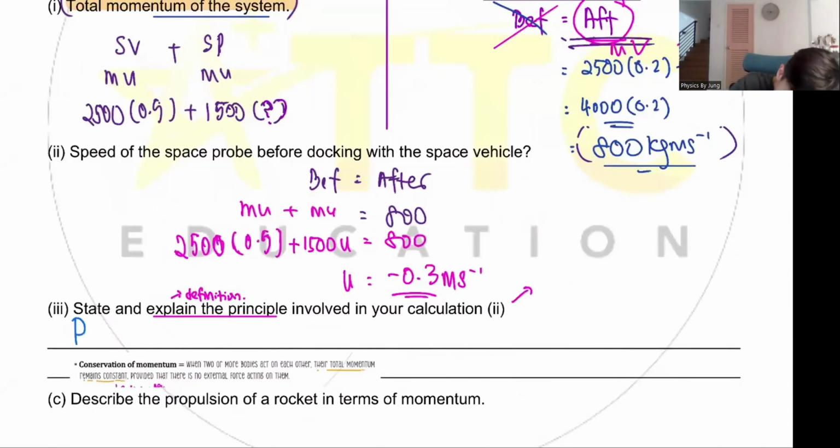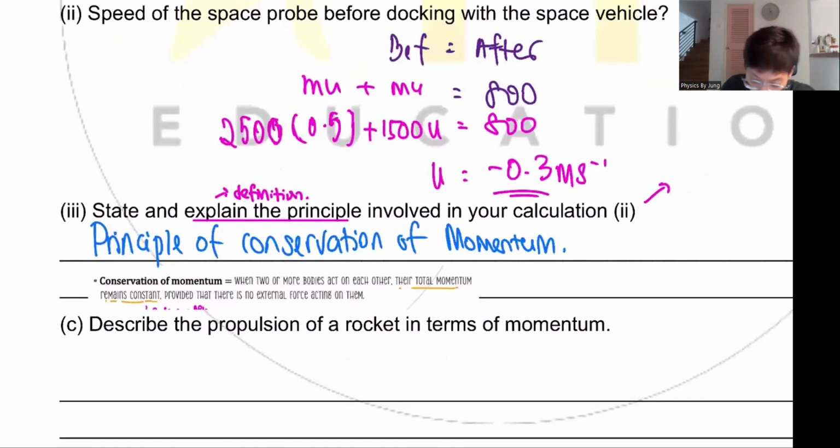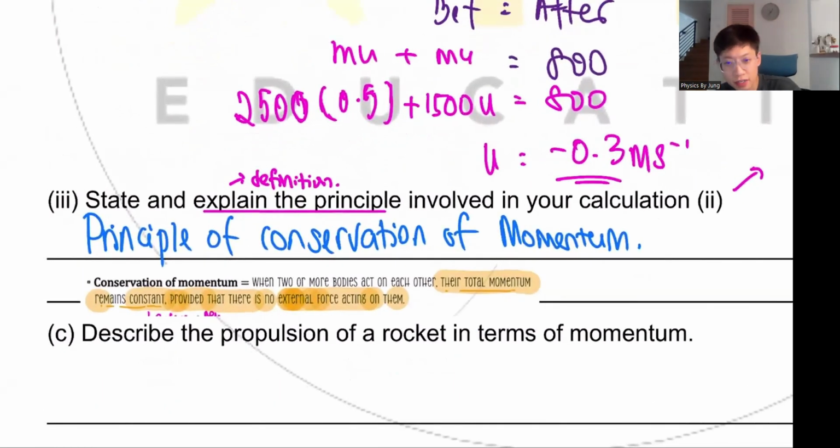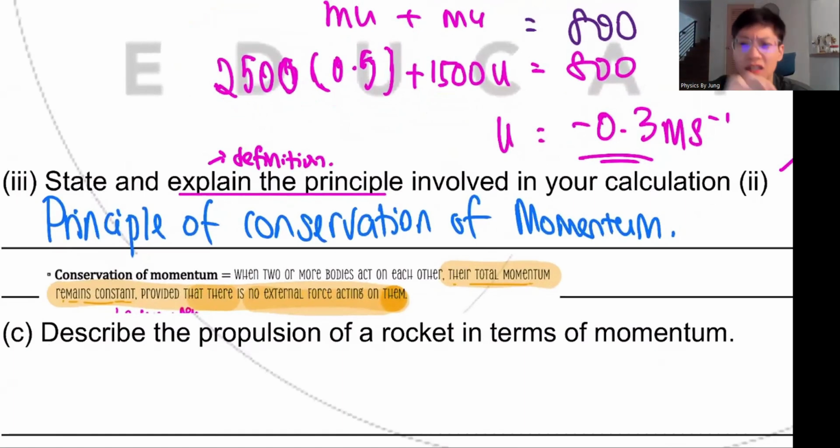This is actually your principle of conservation of momentum, so that your total momentum remains constant provided that there is no external force acting on them. Like I said, the most important part of the definition is the back part here. The front part, of course, if you can remember, try to write, but at least remember the total momentum remains constant. Or some teachers will also accept the momentum before and after is the same.